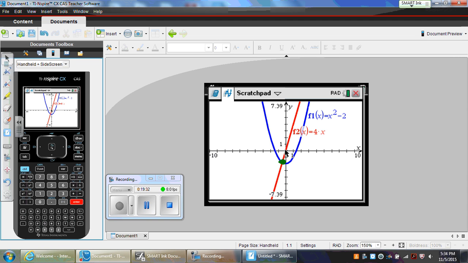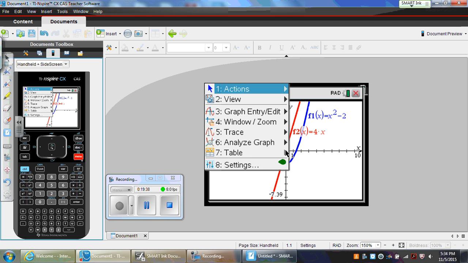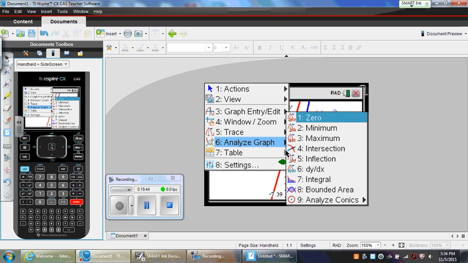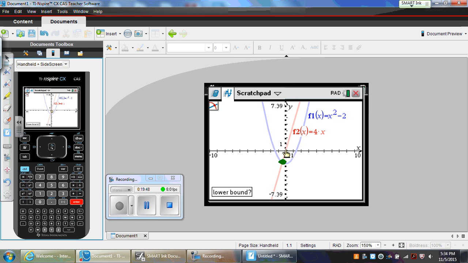So one thing you can do to find what the number is, the x value, will be to go to menu, and then analyze graph, and then intersection. Now, as you can see on this side of your calculator screen, it would say lower bound, and you see a dash line on the y-axis.